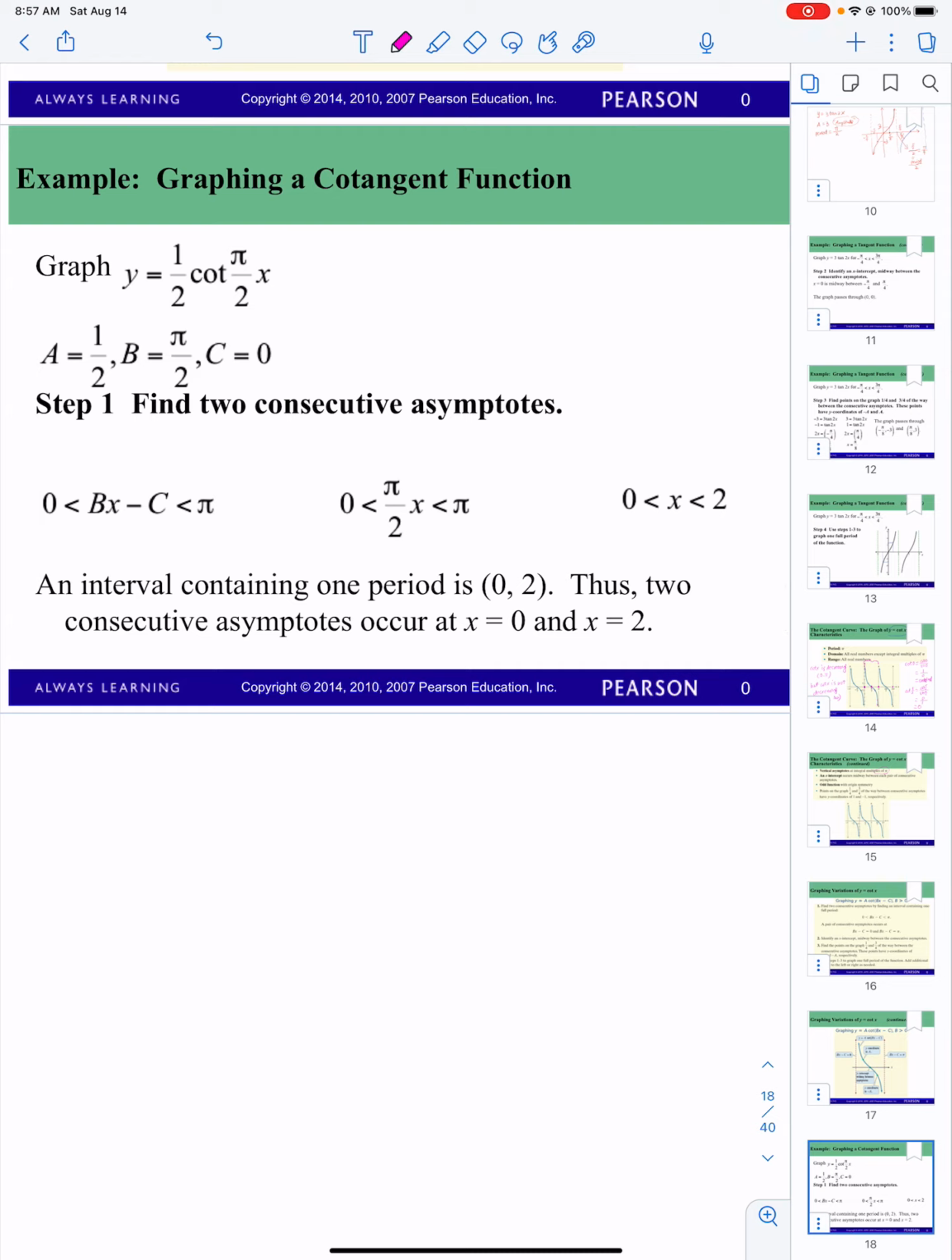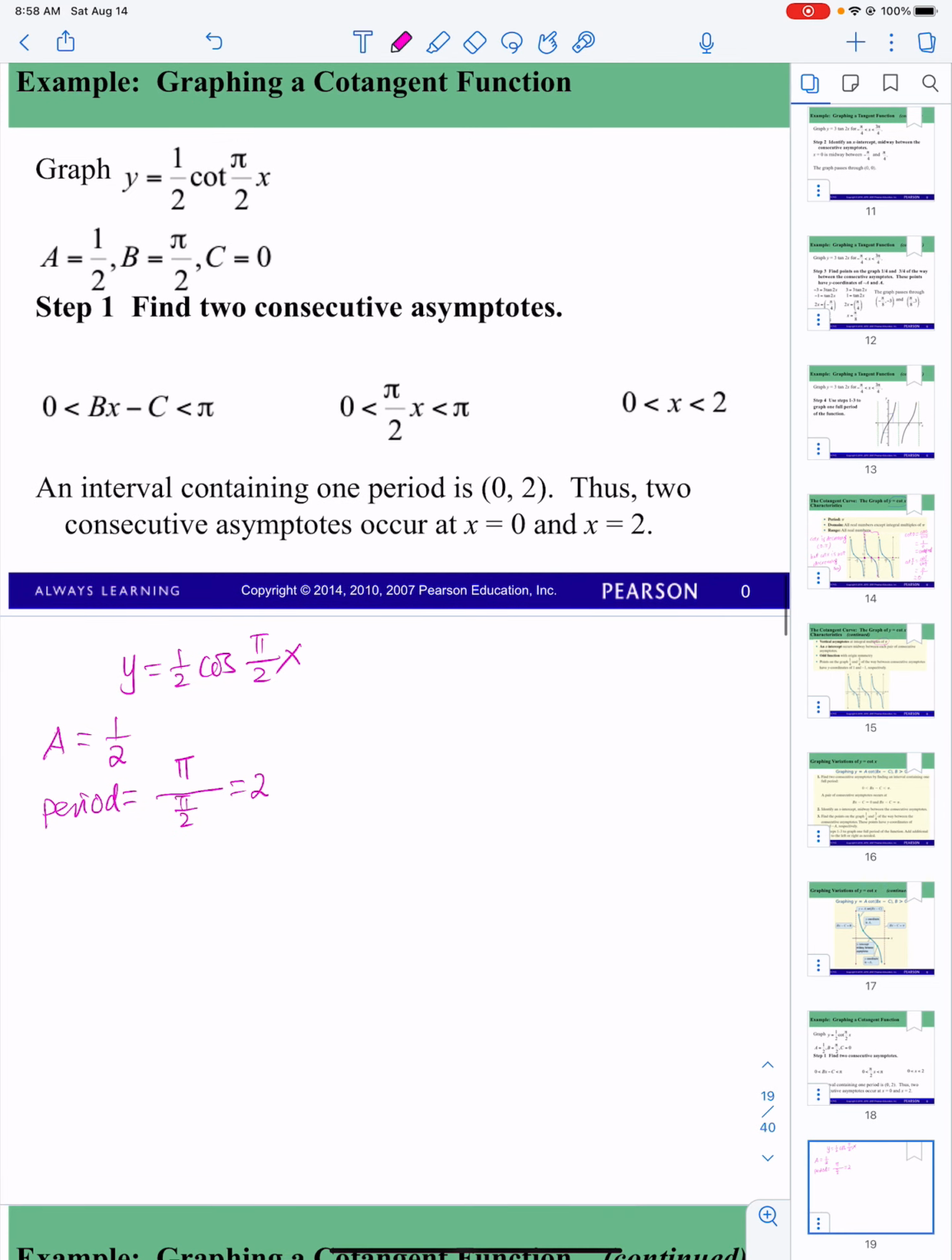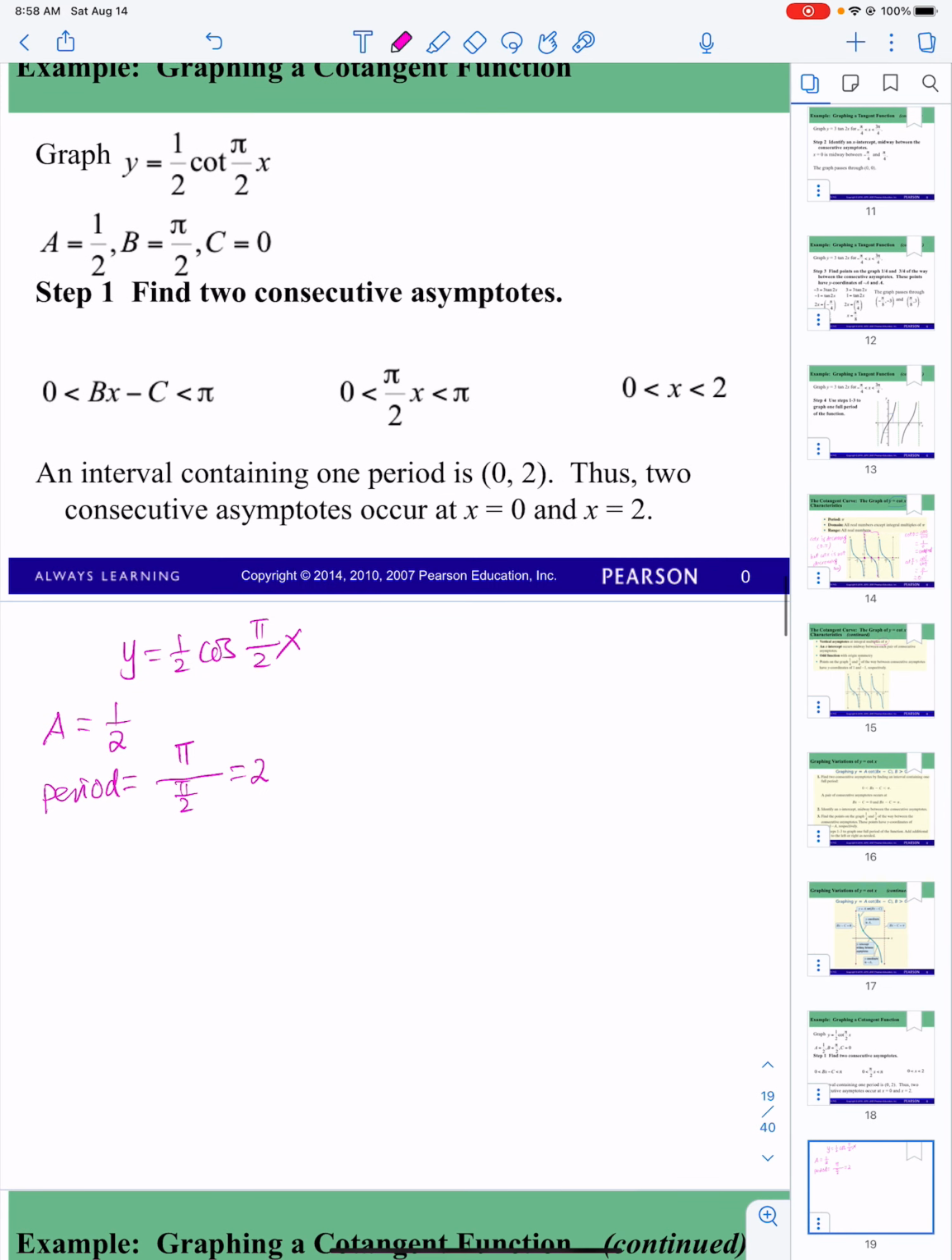So we will see how we could graph y equals a half cotangent pi over 2 x. So what is your a? A half. What is your period? Remember, it's always pi. It's not 2 pi anymore. It's pi divided by pi over 2. So this is what? 2. So now what should we do now?